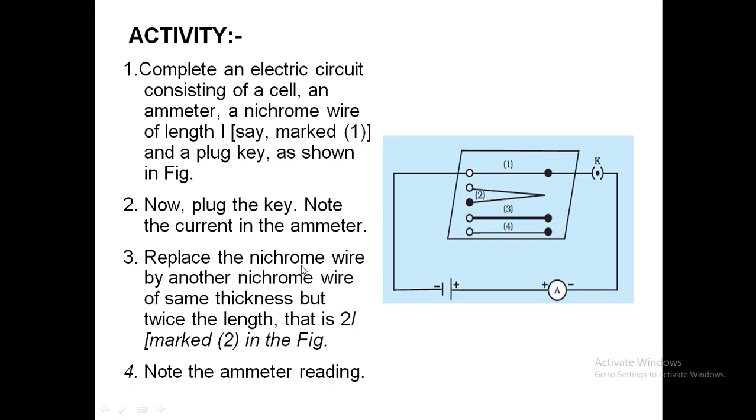Now replace the nichrome wire by another nichrome wire of the same thickness but twice the length. That means I am going to change wire 1 with respect to wire 2. Now wire 2 is connected in between the terminals. Note down the ammeter reading again, that is, note down the current.